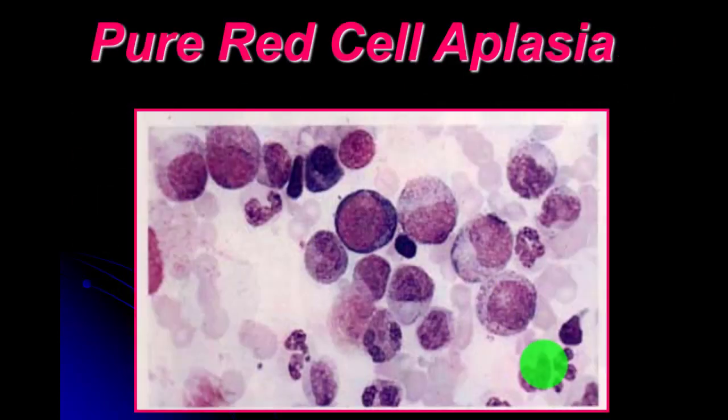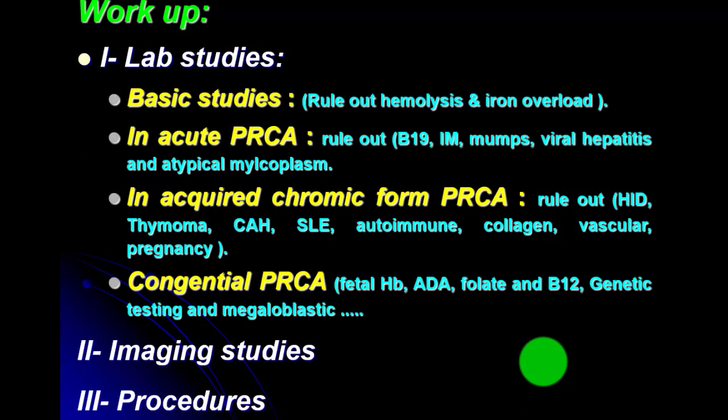Pure red cell aplasia. Lab studies: basic studies to rule out hemolysis and iron overload. In acute, rule out B19, IM, mumps, viral hepatitis, and atypical mycoplasma. In acquired chronic form, rule out thymoma, CLL, SLE, autoimmune collagen vascular disease, and pregnancy.